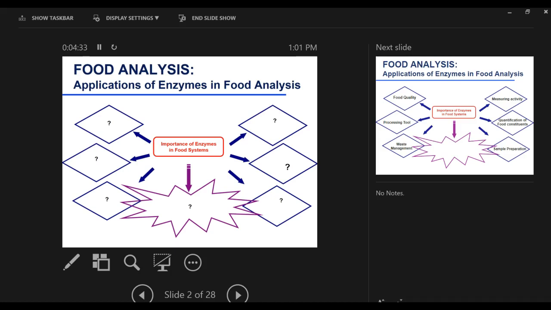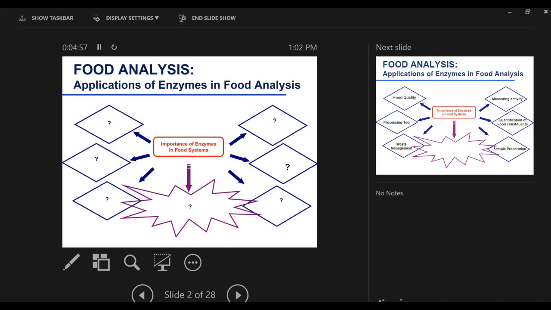Lipid hydrolysis, yes. So hydrolytic acidity, of course. Food quality, again, quality. What else? There's a lot more. I'm going to pull them one by one from you. Oh, to make cheese. Make cheese, processing tool, rennet, very good.